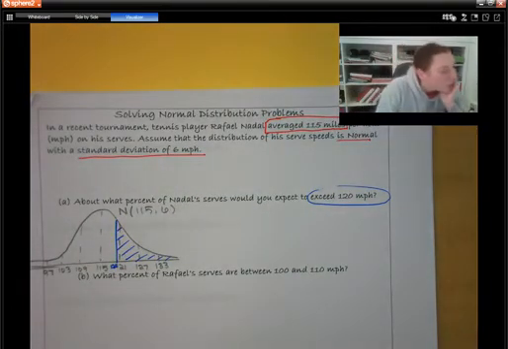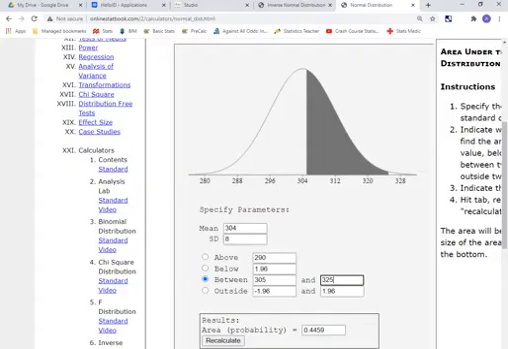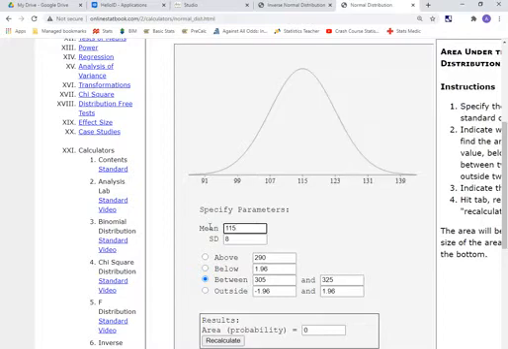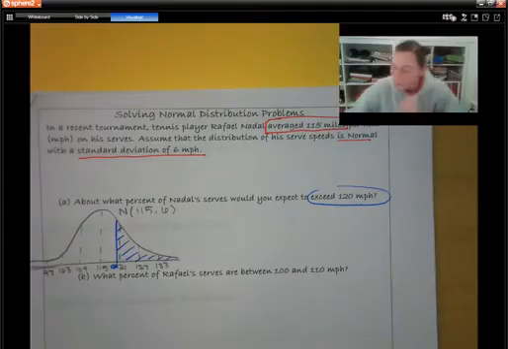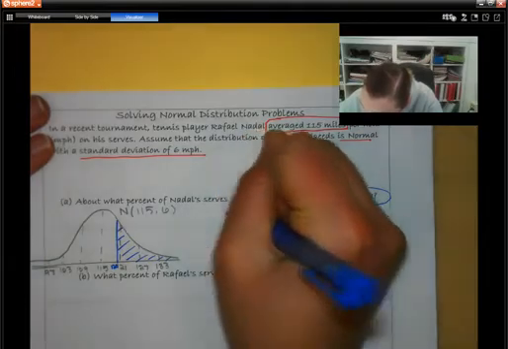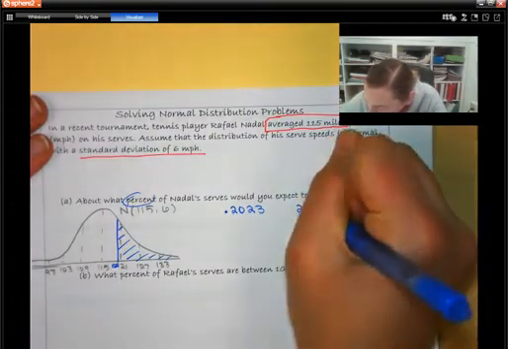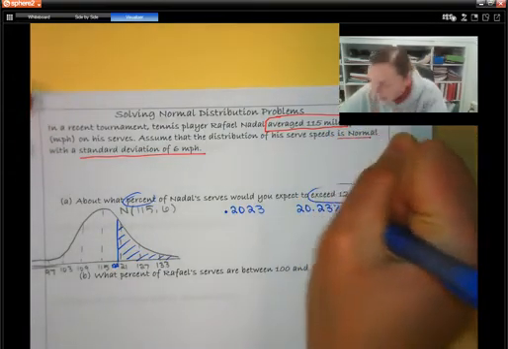So when I go to my calculator, I'm going to change the mean to 115. Standard deviation is 6, and exceed, so that's above 120. I'm going to hit enter, and we get 0.2023. Question wants percent though, so that's 20.23%.